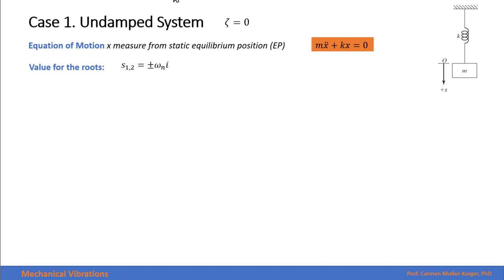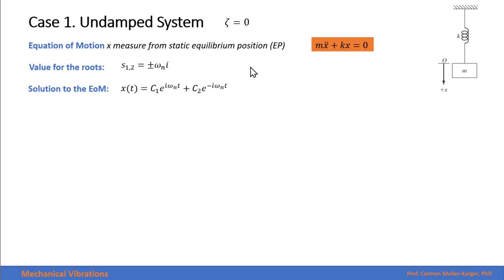For the first case, where we have an undamped system with zeta equals to 0, my equation of motion becomes the mass times the acceleration plus the constant of the spring times the displacement equals to 0. We do not have the terms of velocity, and the values of the roots are two imaginary roots, which are plus or minus omega n i. The solution becomes then C1 times e to the first solution plus C2 e to the second solution.